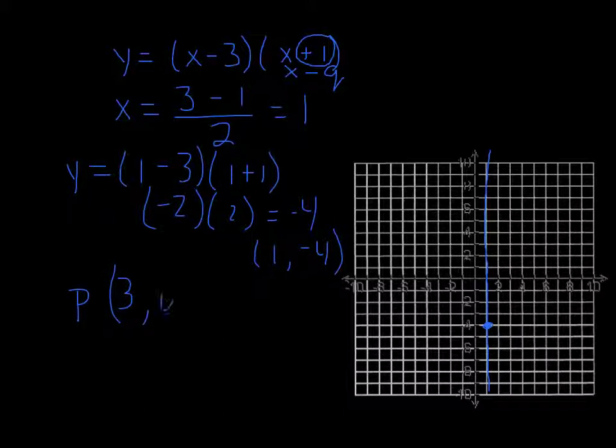So we got 3, 0 for our p-intercept. And for our q-intercept, it should be negative 1, 0. So we got negative 1, 0, and 3, 0. And we have 3 points now, so our graph's going to look something like that.